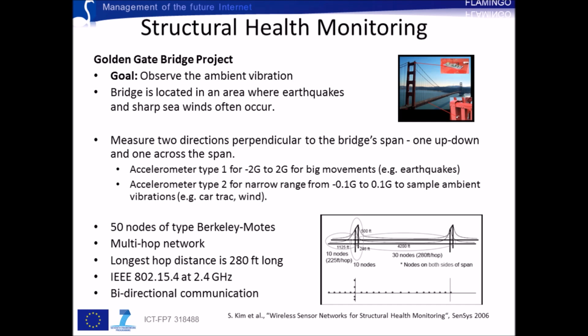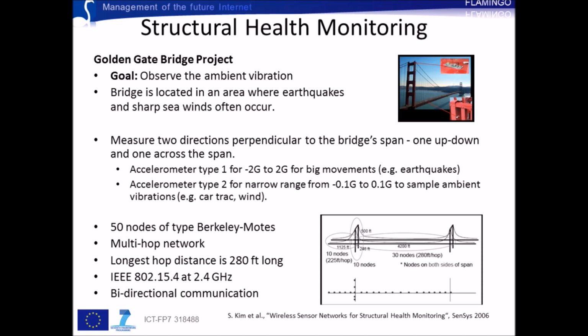Let's look a little bit deeper into the Golden Gate Bridge project located in San Francisco, US. Here, the idea is to observe the ambient vibration of the bridge. The bridge itself is located in an area where earthquakes and sharp sea winds often occur that might damage the construction itself. The idea of the deployment is to measure two directions of the bridge span, one up-down and one across the span. Therefore, different accelerometers are deployed on different stages on the bridge.